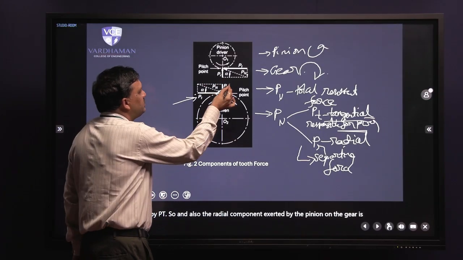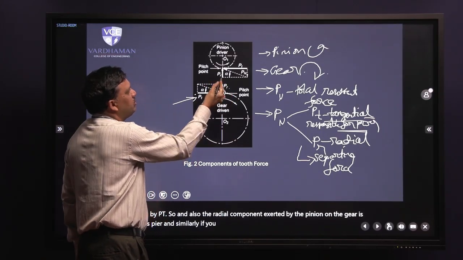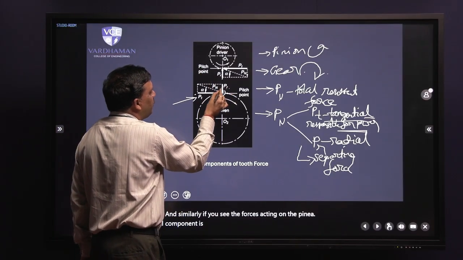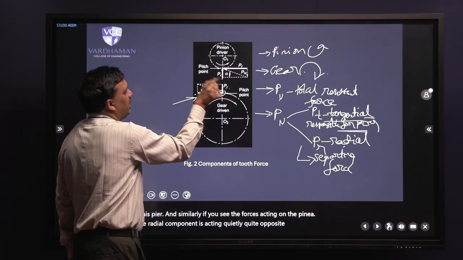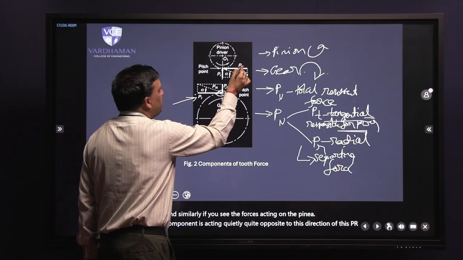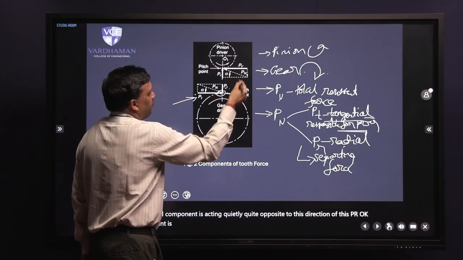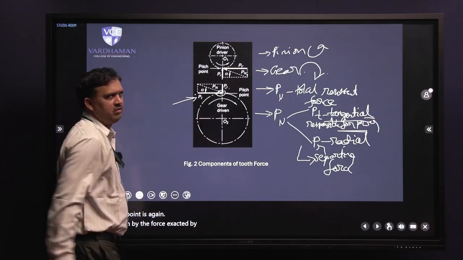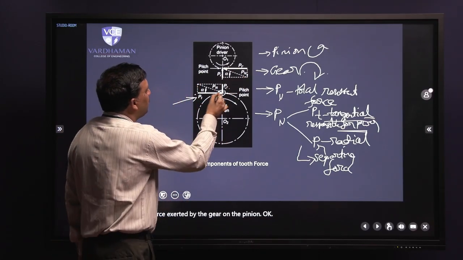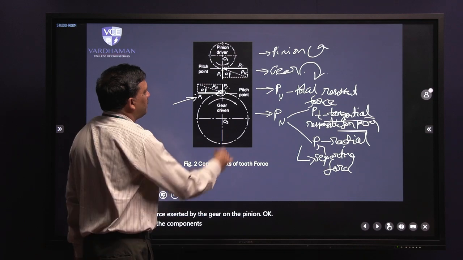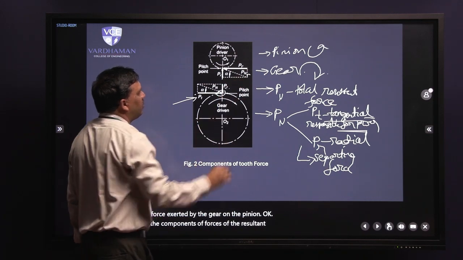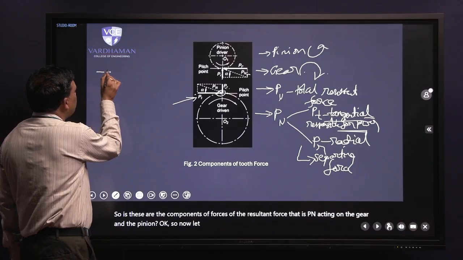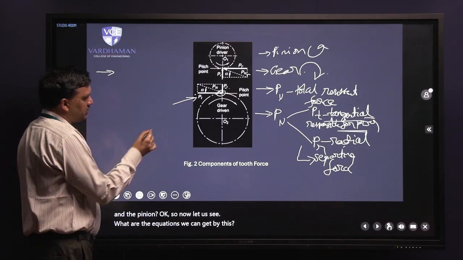Similarly, if we see the forces acting on the pinion, the radial component is acting opposite to the direction of this Pr. And this Pt is again the force exerted by the gear on the pinion. So these are the components of the resultant force Pn acting on the gear and the pinion. Now let us see what equations we can get from this diagram.